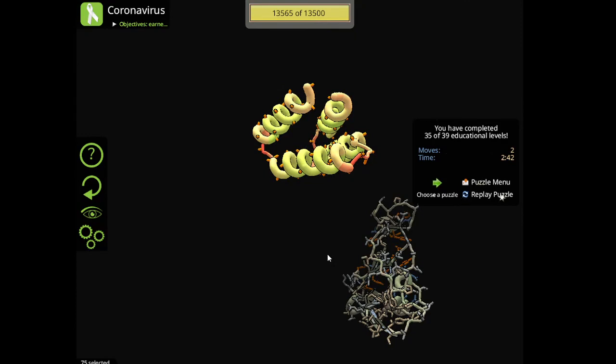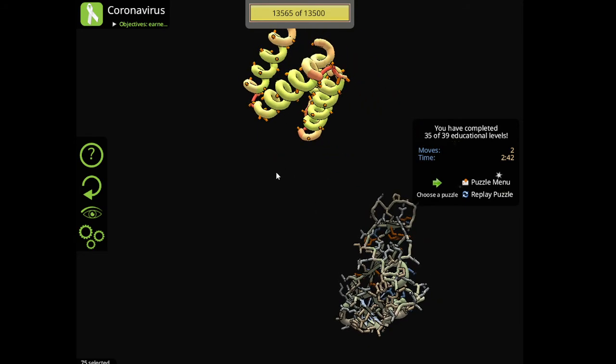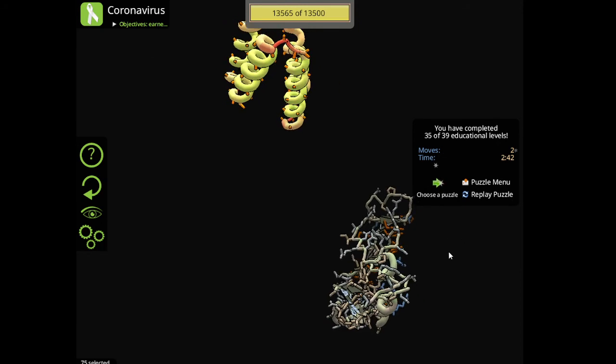Wait a second. Okay, this is okay. Yeah, okay. Yeah, maybe this is how to solve the coronavirus puzzle. Yeah, this is not the proper solution, but anyway, it worked.